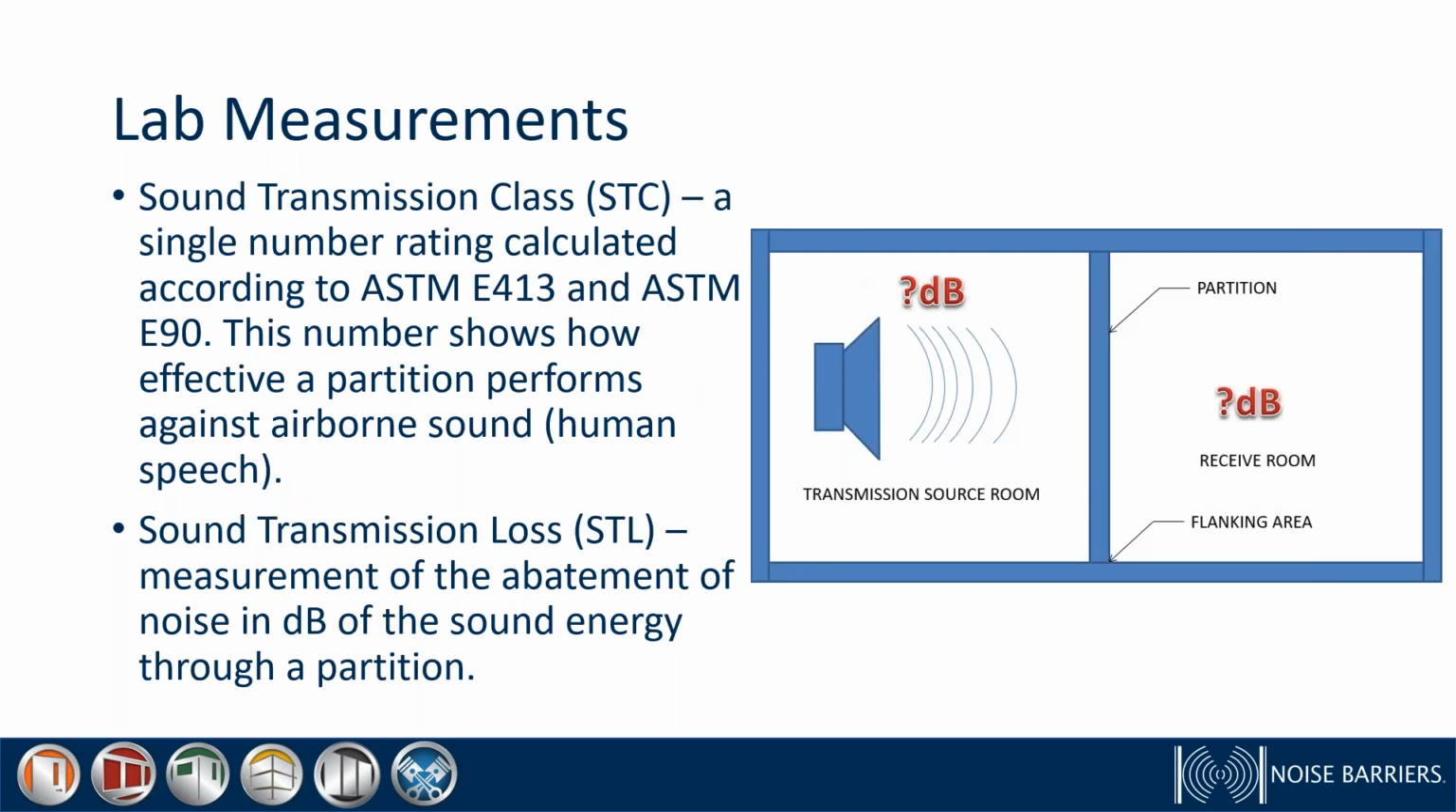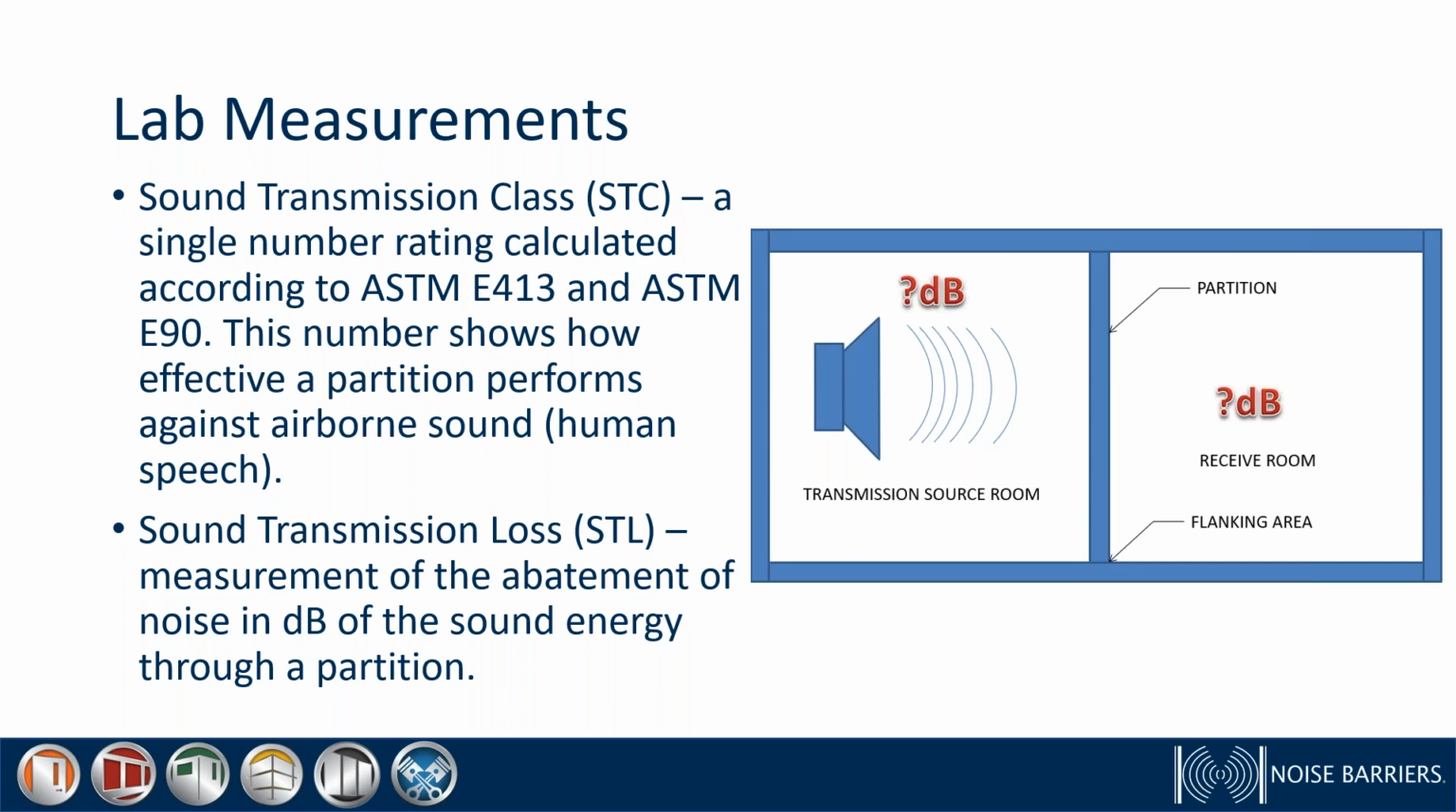So in the lab measurements, you have STC, which, if you're in this industry at all, you're dealing with doors and windows, acoustical doors and windows. You've definitely heard of the term STC before. It's a single number rating that's calculated using ASTM E413 and E90. This number shows how effective a partition performs against airborne sound, which is human speech. And sound transmission loss, or STL, is the measurement of that abatement of noise, in decibels, of sound energy through the partition.